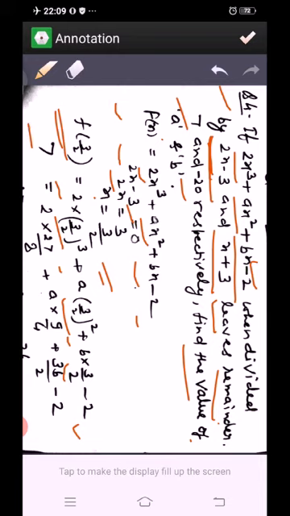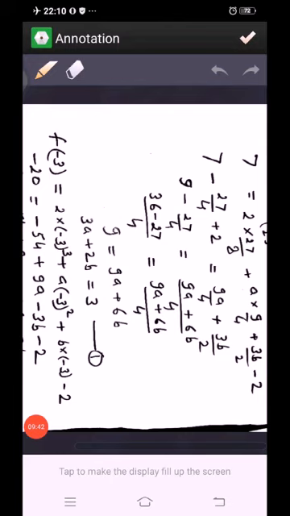Right hand side we are solving, so we are getting 2 into 27 upon 8, a into 9 by 4, and 3b upon 2, minus 2. Again we will solve it. So here we are getting 27 upon 4, as this 2 will divide this 8. Transpose this side, so we are getting minus 27 upon 4. This minus 2 we transpose to the left side, plus 2, 9a upon 4 plus 3b upon 2.